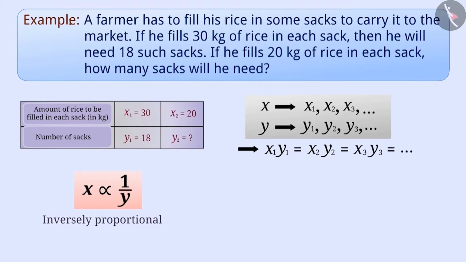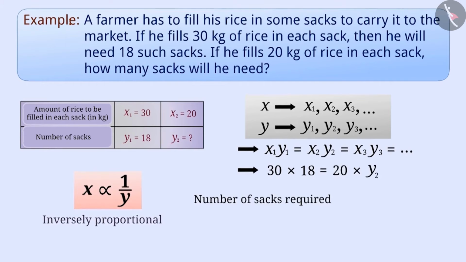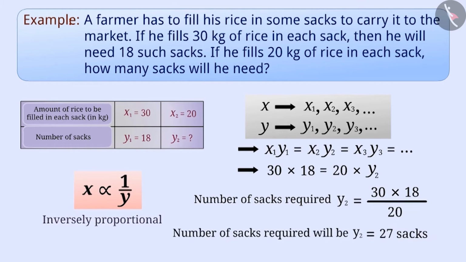So here we can say that 30 into 18 is equal to 20 into Y2. Hence, the number of sacks required will be Y2, which is equal to 30 into 18 by 20, which is equal to 27 sacks.